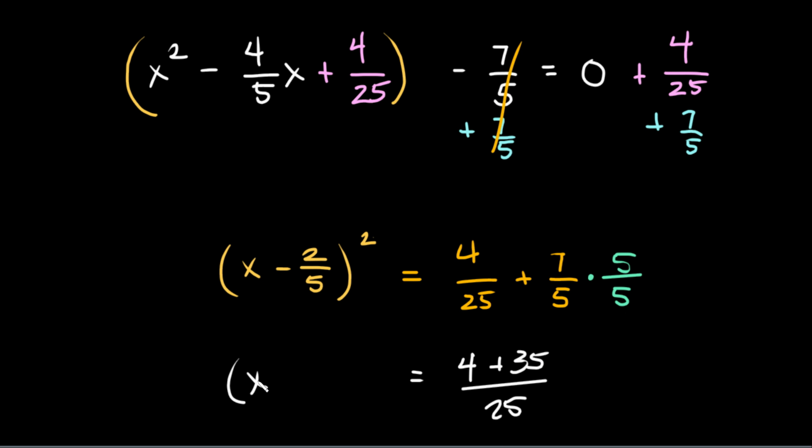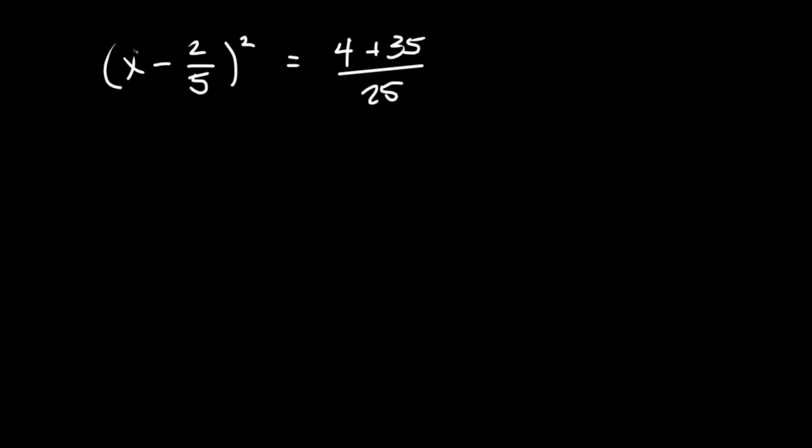And then, of course, on the left-hand side, we still have this x minus 2/5 being squared. Okay, I'm out of room here, so I have to move up to some clear real estate. All right. Of course, we need to simplify this fraction here. So this 4 plus 35 is just 39 over 25. And we actually want to solve for x. We want to get x isolated. How do we do that?